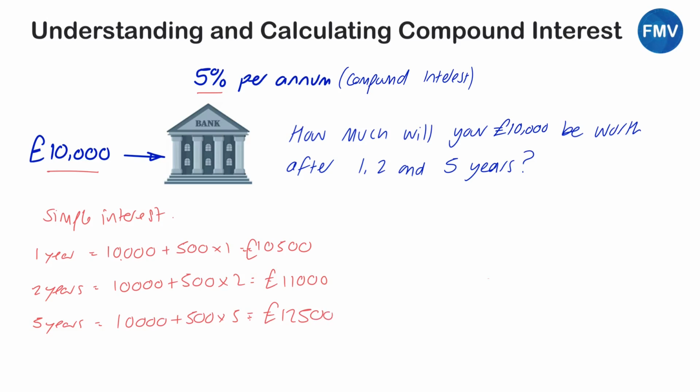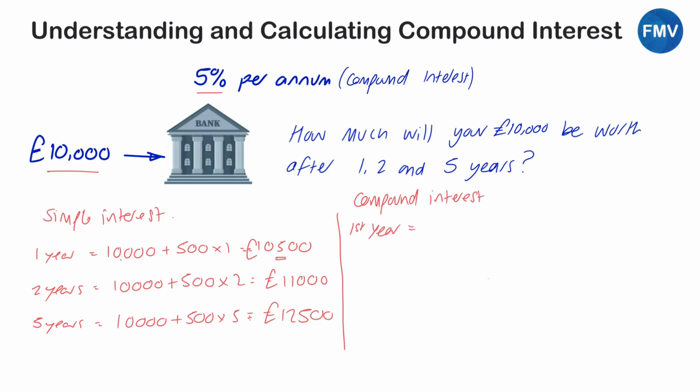So that's simple interest, where, if you remember from the lesson before, you don't earn extra interest on the interest you've already earned. Let's have a look at compound interest then. With compound interest, you actually earn money on the interest that you earned the year before. So you'll notice in the first year, there's no difference.